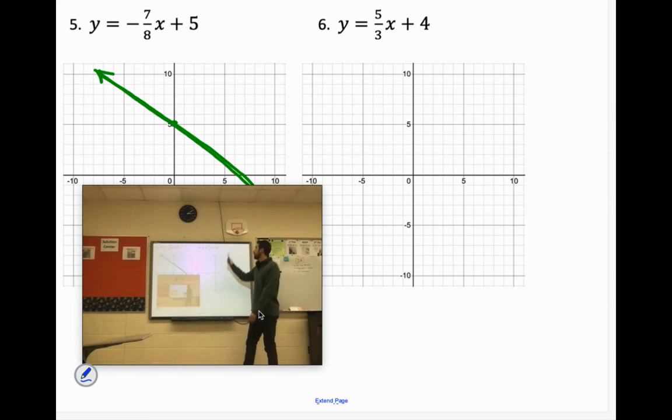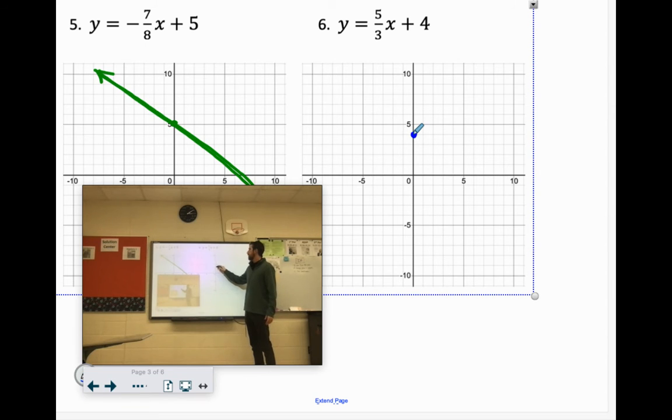Sorry. Here, 5/3 x plus 4. You start with the y-intercept 4, and then our slope is 5/3, so up 5 over 3. Or we could go down 5, left 3.